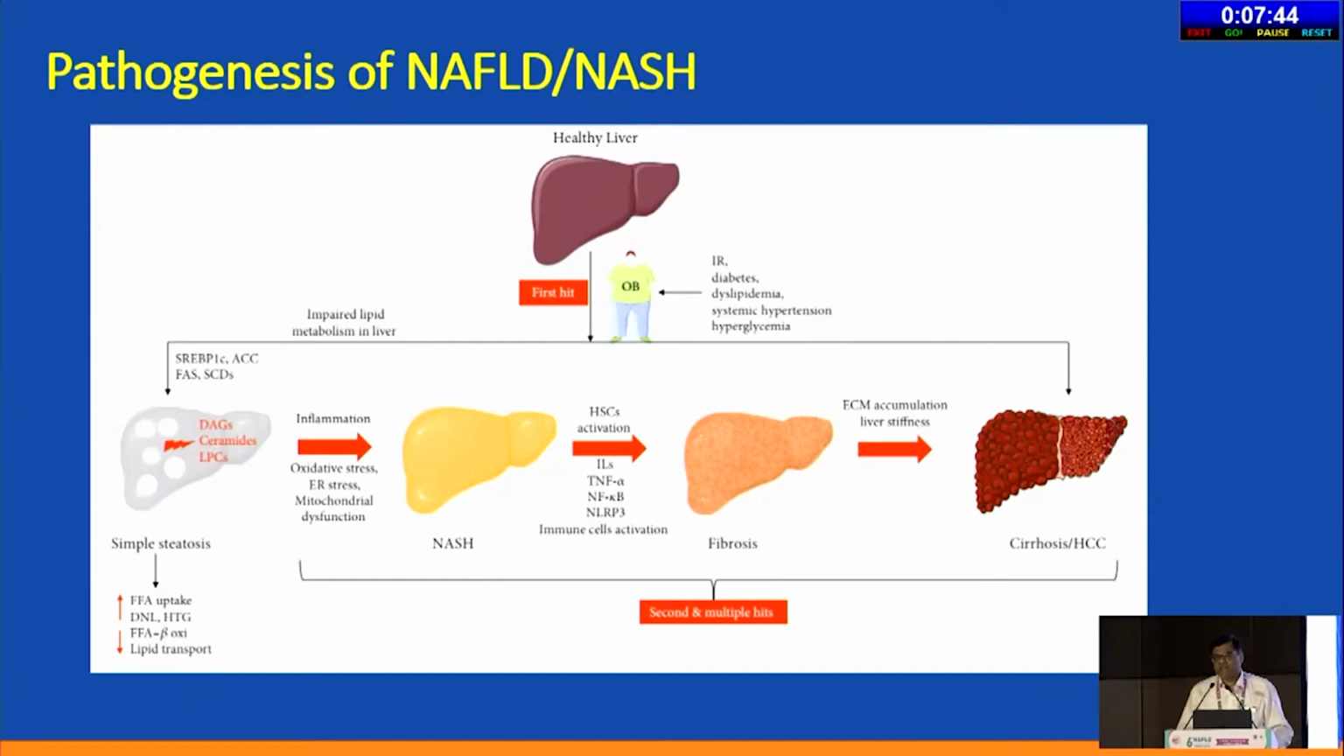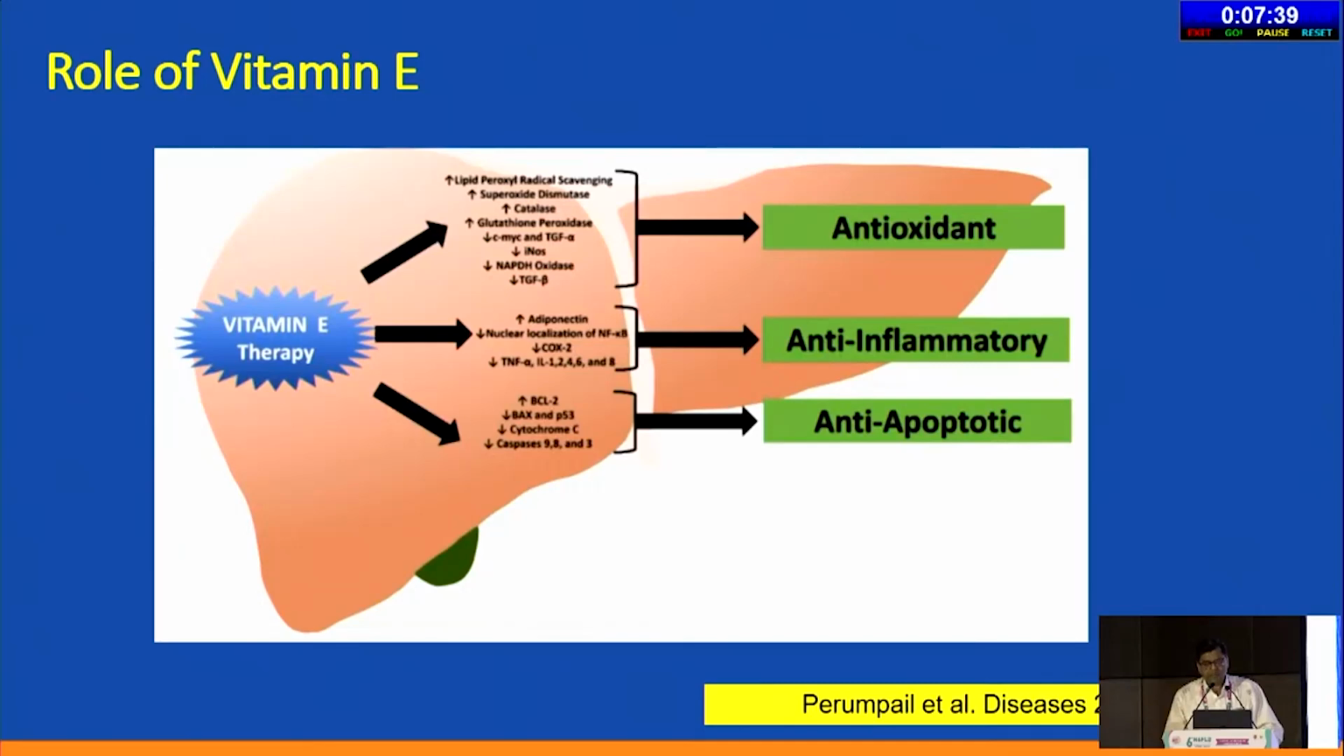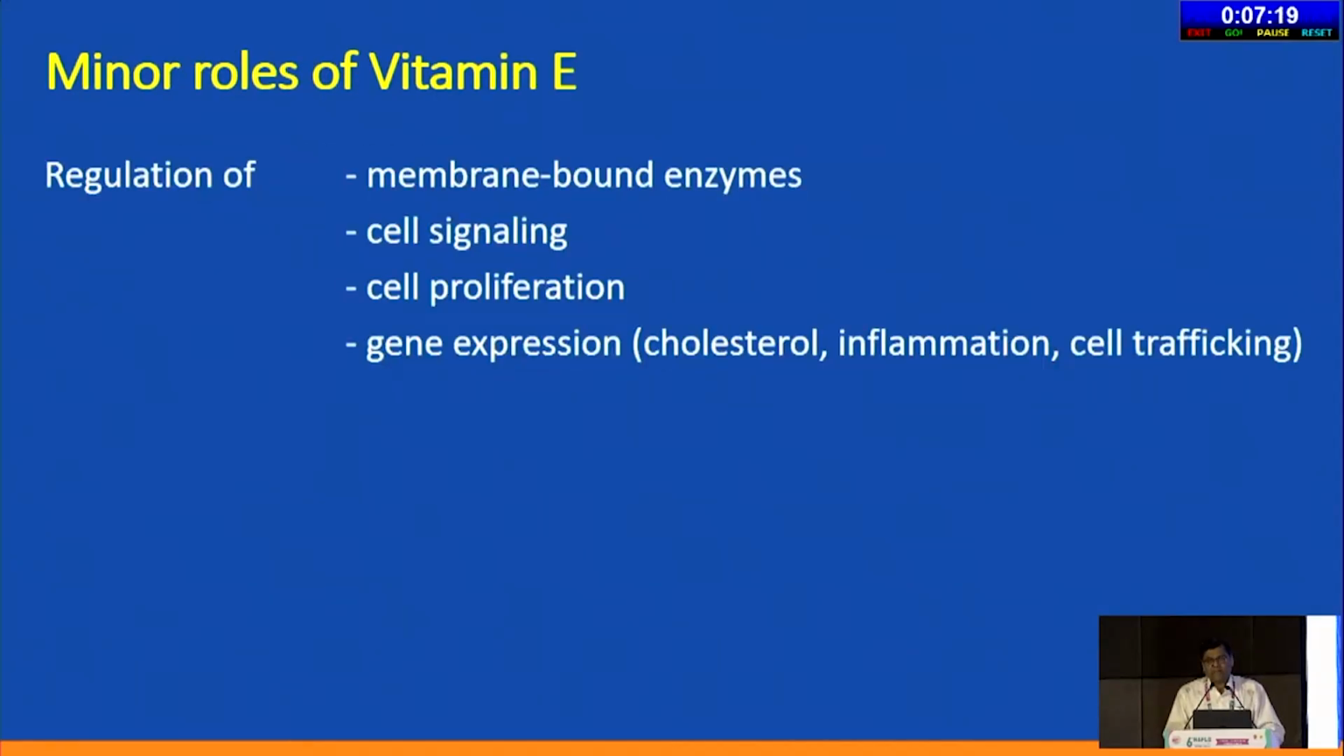This is the standard. We know how fatty liver disease progresses; I will not go into its detail. How does vitamin E work? It has 3 major properties: antioxidant property, anti-inflammatory property, and anti-apoptotic property. Lots of mechanisms are implicated, but none of them are very well established other than the antioxidant property. There are other minor mechanisms, which manipulate membrane-bound enzymes, cell signaling, cell proliferation, and gene expression, which are related to cholesterol metabolism, inflammation, and cell trafficking.